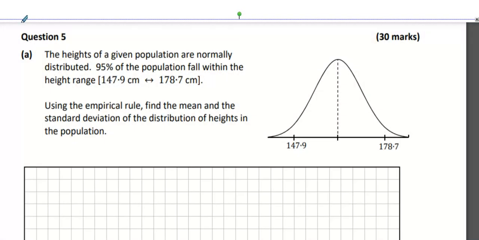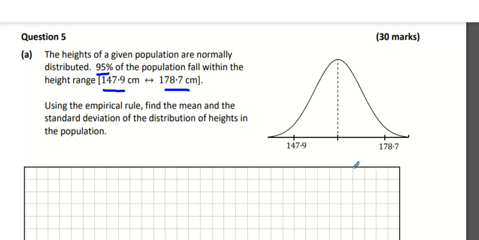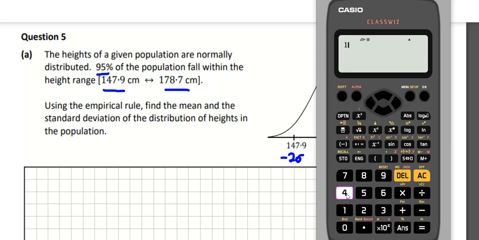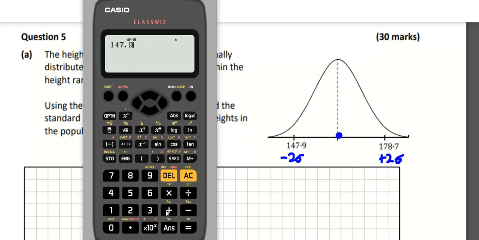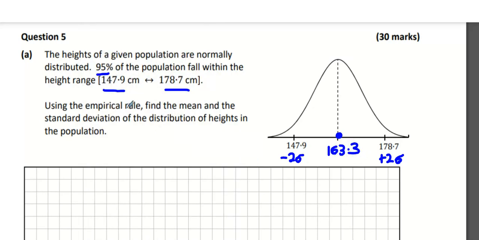Question 5 is a nice easy question. See the way it says 95% of the population fall in between these two ranges here. What we learned from the empirical rule is that that's 2 standard deviations below the mean, and that's 2 standard deviations above the mean. And the halfway point, or the average of these two values, should be your mean. So get your 147.9, add it on to your 178.7, divide the answer by 2, and your average is 163.3. And that there is your mean.